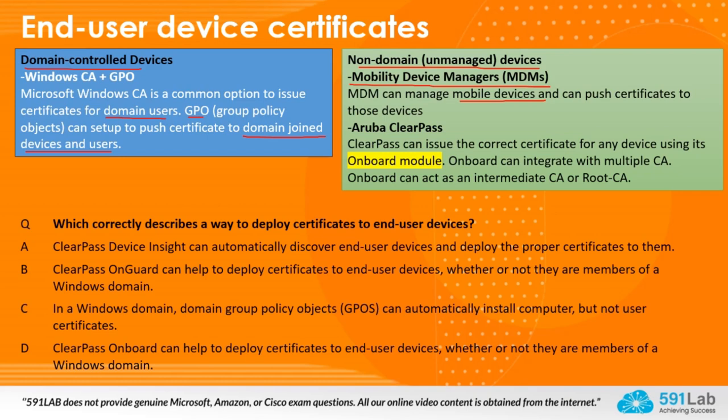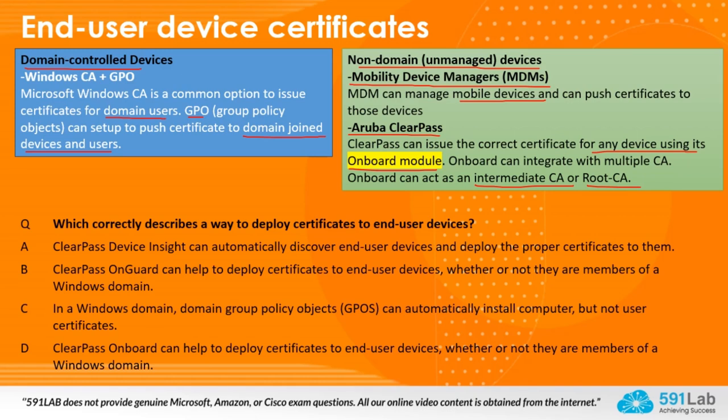What about Aruba ClearPass? ClearPass can issue certificates for any device using its Onboard module. Onboard can integrate with multiple CAs. Onboard can act as an intermediate CA or root CA. So the good thing is Aruba ClearPass can issue certificates for any device. It doesn't matter if it's a domain controlled device or an unmanaged device, ClearPass can issue certificates.